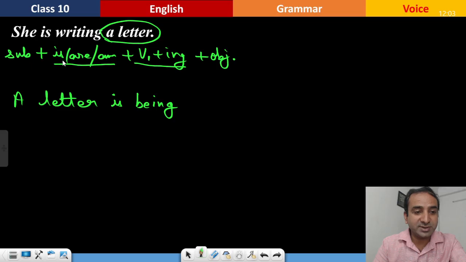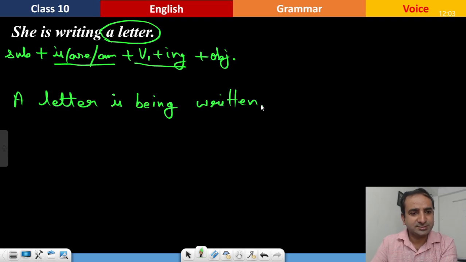See, the helping verb is, are or am. One of these three is going to be used here. So therefore, we will not write is, are or am again. We will use be. Okay. We are not using this directly after the subject, but we have already used some helping verb. A letter is being written.